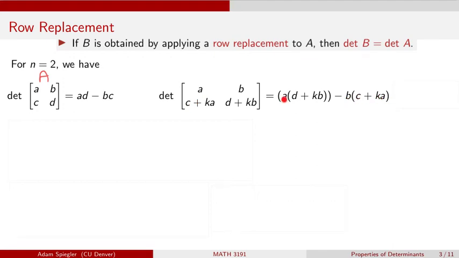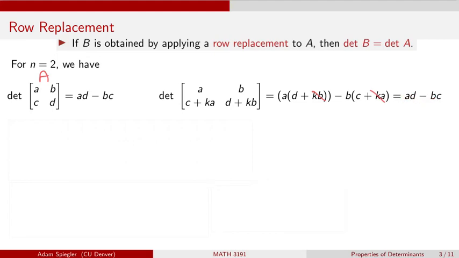Now you can see that from the first term, we're going to get a positive A times K times B. From the second term, we're going to get a negative B times K times A. So these two terms cancel, and all that's left over is exactly the same determinant that we had initially, namely AD minus BC. So we can see that when we did a replacement operation on the second row, regardless of what K is, it did not affect the determinant at all.